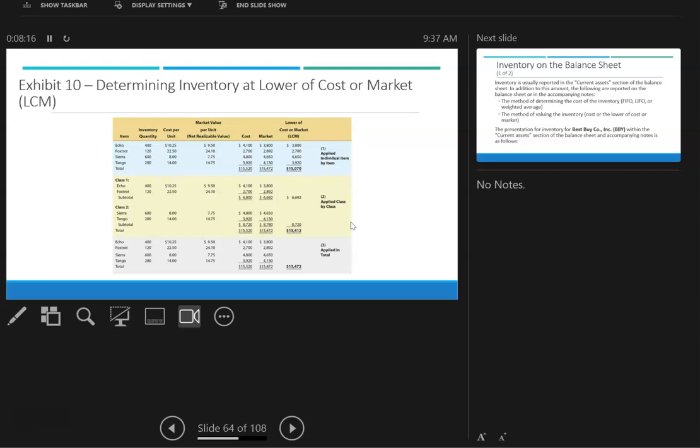Cost. So we don't do anything with it. Look at Sierra. Which is lower, the cost we paid for it or the market value? Market value. Do you see how we have to write that one down? If cost is the lowest, we do nothing. If the market value is lower, we need to adjust it.